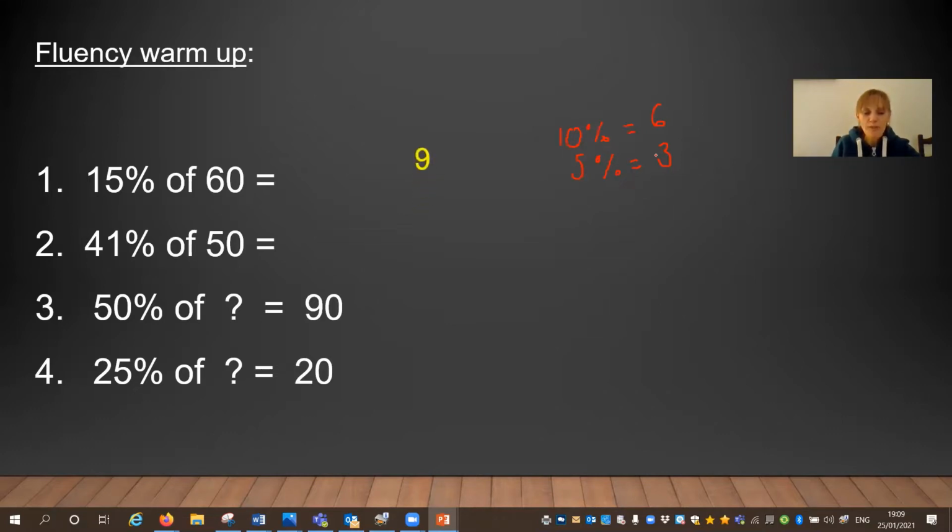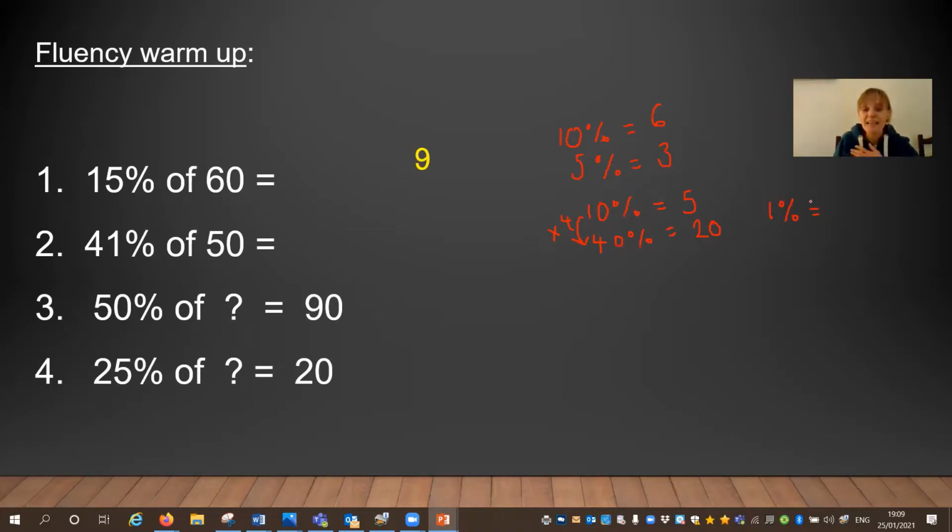Now, 41% of 50, I need a couple of things going on here, don't I? I think really I need to know what 10% is of 50. So I'm going to do 50 divided by 10, which gives me an answer of 5. Now, if I then want to know what 40% is, well, from 10% to 40%, I times by 4. So I need to do 5 times 4, which is 20. Now I need 1%. We've done lots of this, so I divide by 100.